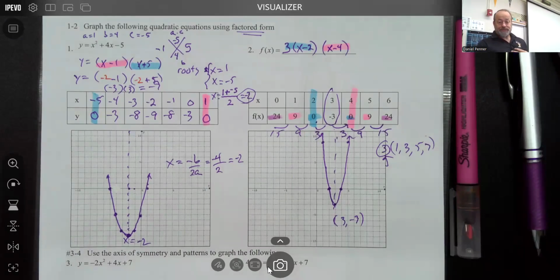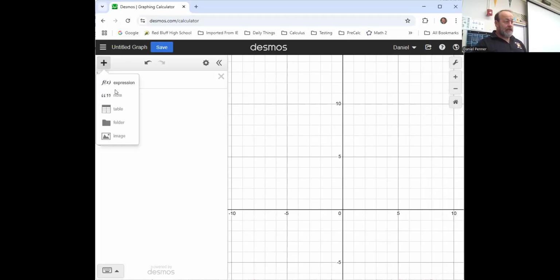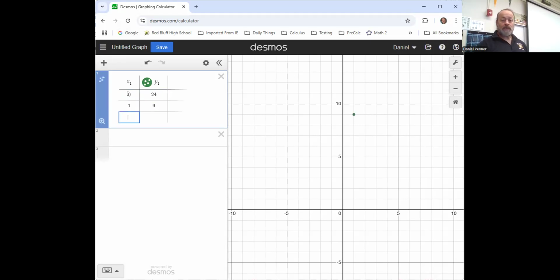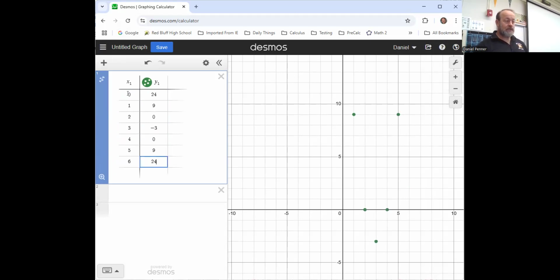So what I'm going to do is open up Desmos for a second and just check this one problem. So in Desmos, I'm going to hit the plus sign and I'm going to make a table. And my table had numbers like 0 and 24. It had numbers like 1 and 9. It had numbers like 2 gives me 0, and numbers like 3 gives me -3, and 4 gives me 0. And you'll see the calculator or the computer is populating those different cells.